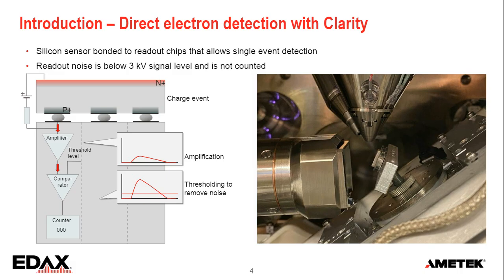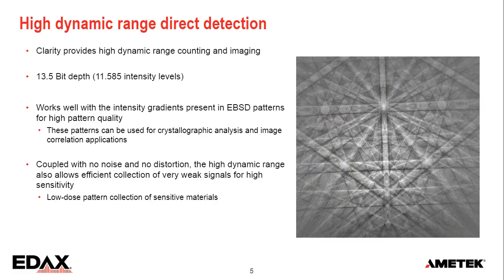So anything below 3 kV is just cut out, but above there we can get EBSD or electron signal, and that effectively means that we can count single events. So single electrons coming into a pixel on the chip can be reliably counted. Now, the nice thing of these detectors is that we have a lot of gray levels to work with. The bit depth of the sensor has about 11,500 levels, so 11,500 events that we can store.